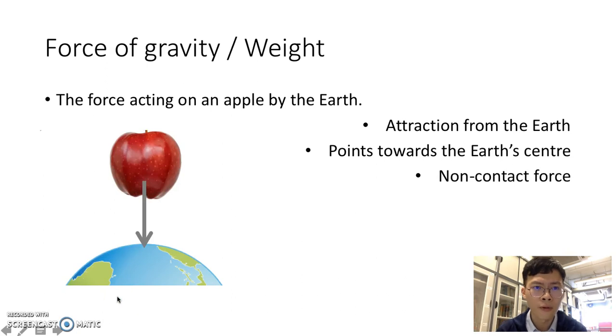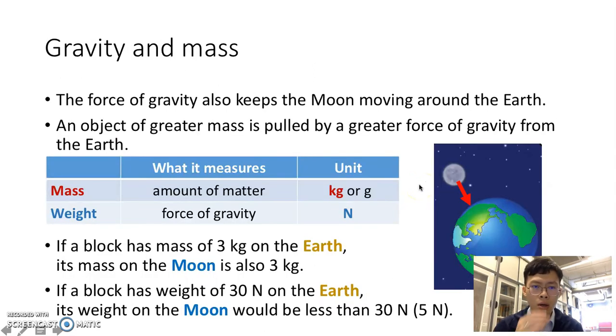Okay, and then let's come to the force of gravity. The force of gravity is a force acting on an apple by the earth. In this picture, we'll draw it in this way: the arrow starts from the center of the apple pointing towards the earth. Normally it's downwards, okay? The attraction from the earth is also pointing towards the earth's center, and it is a non-contact force in nature. The force of gravity does not just keep an apple to the center of the earth, it will also attract the moon and make it move around the earth.